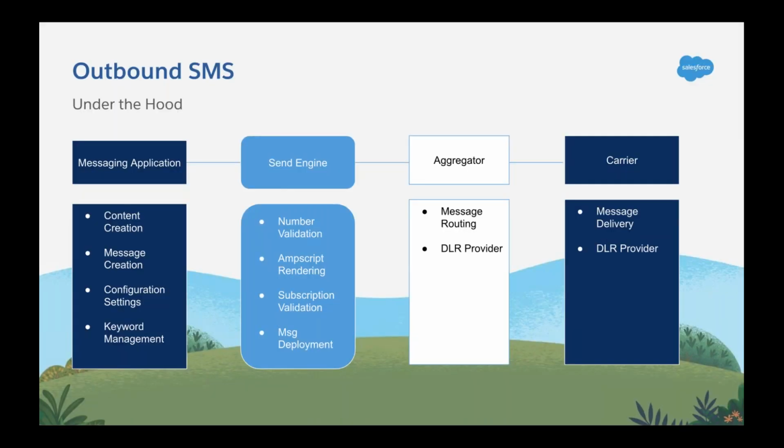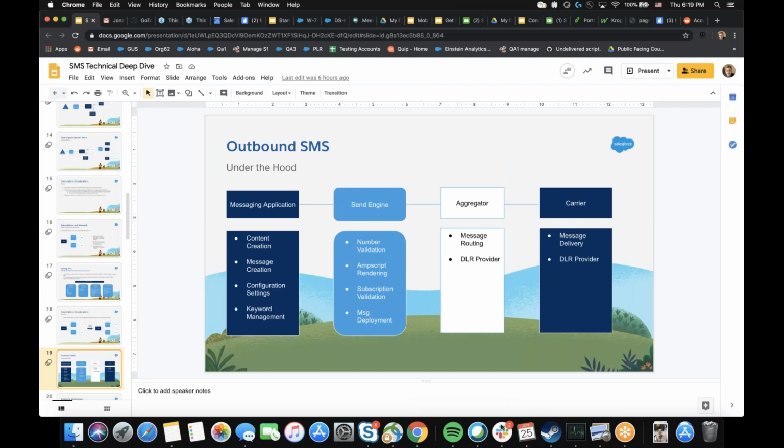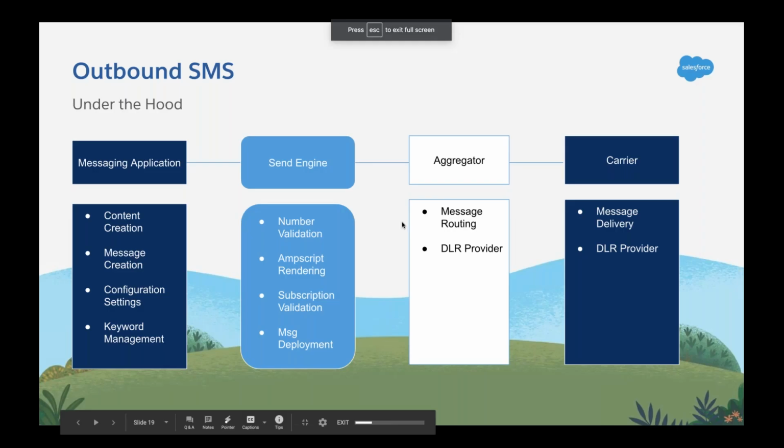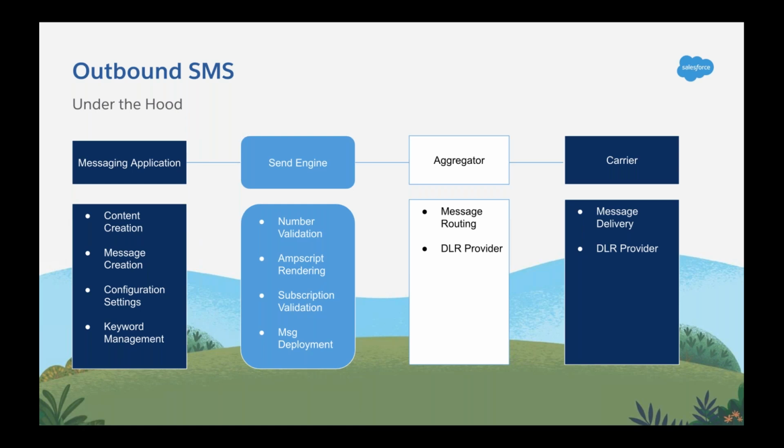All right, outbound SMS. So under the hood here, there's kind of four major components to when we send an SMS message. So that is the messaging application. In that case, that would be Mobile Connect, Journey Builder, or one of the sending APIs. The send engine itself, the aggregator and the carrier. Messaging apps is where content, message, configuration, and keyword management all occurs.